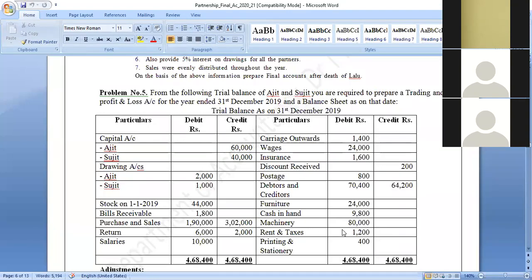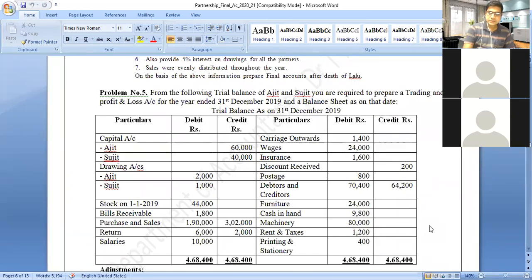Rent and taxes, profit and loss account, debit side. Printing and stationery, profit and loss account, debit side. Friends, we discussed the various kinds of items held in the trial balance. All trial balance items we have to show in our trading account, profit and loss account, and the balance sheet.